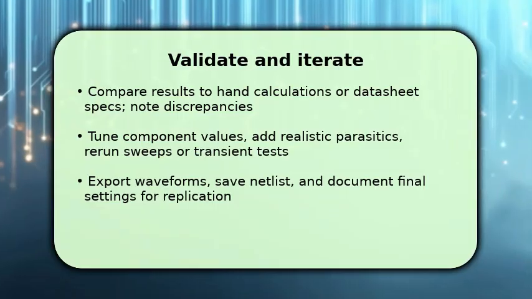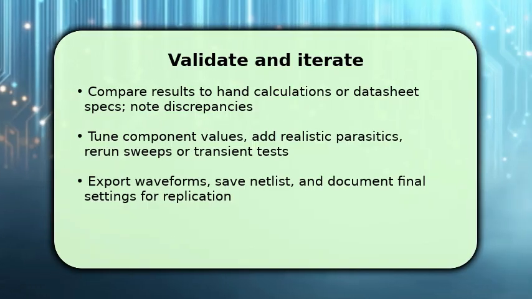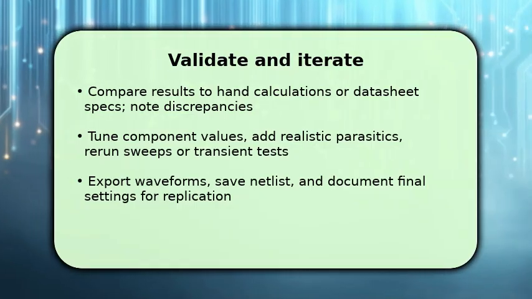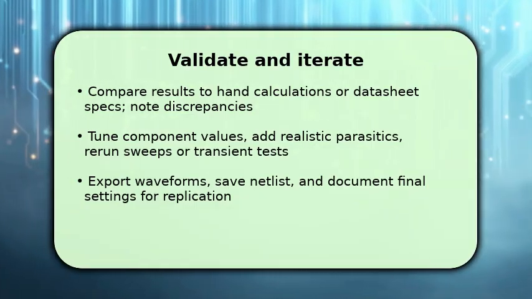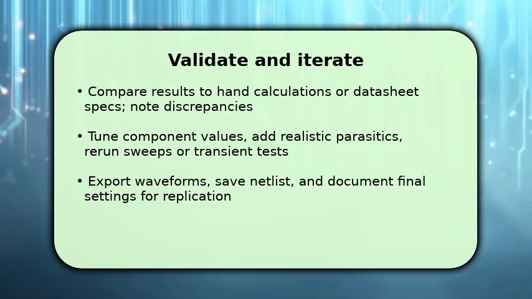If voltages or timing are off, adjust component values or add series resistance and parasitic capacitance to model reality. Once done, rerun targeted sweeps and transient tests to confirm changes. Make sure to save the netlist and export key waveforms for records.